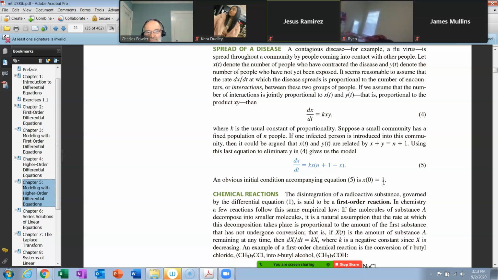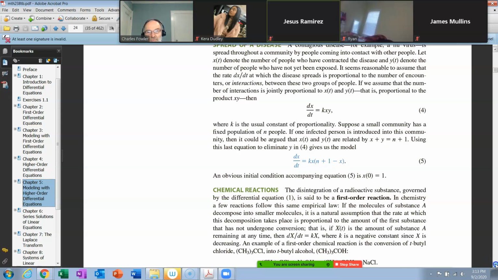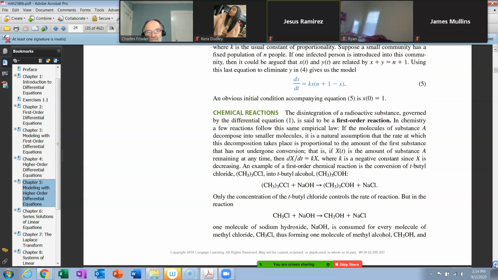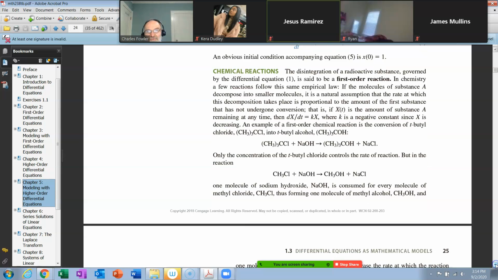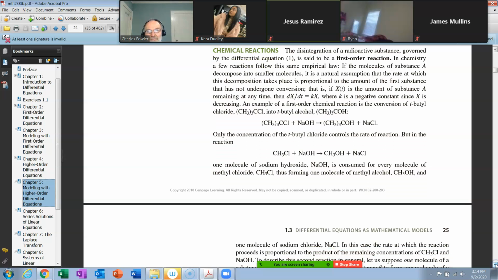All right, let's move on. Chemical reactions are other places where differential equations are used to model these reactions. Now, another little twist here, there's a couple of different kinds of reactions.